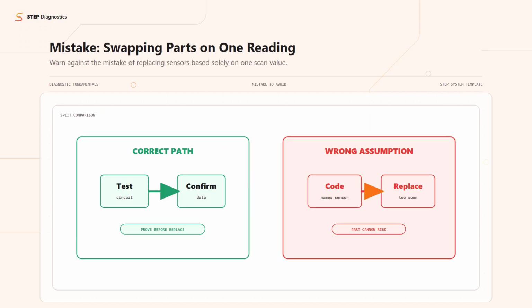One sensor showing a strange value doesn't mean the sensor is bad. Don't swap MAP, MAF, or throttle parts before confirming with physical tests, comparing related PIDs, or checking for shared ground or power issues. Trusting a single PID leads to misdiagnosis and wasted time.